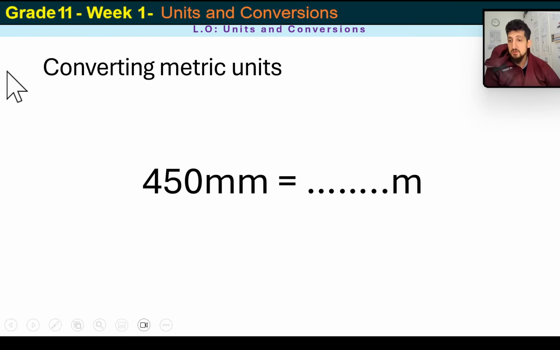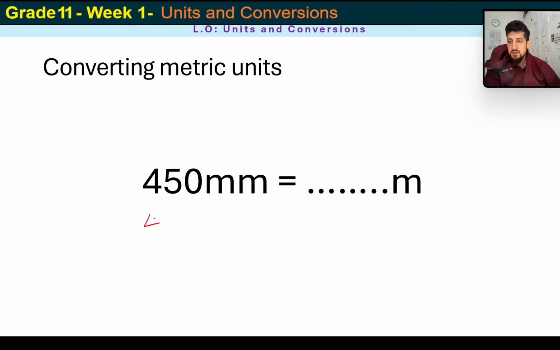What about this one here? 450 millimeters is how many meters? Okay. So this time it's different. This time we're not going from millimeters to centimeters, right? We're going from millimeters to meters, right? So the easiest way to do this, now you can do this conversion, but the easiest way would be to convert from millimeters to centimeters first, and then from centimeters to meters. So let's have a look.